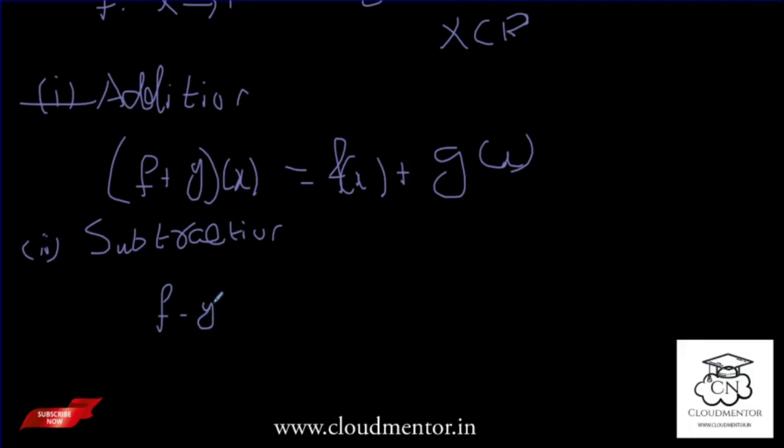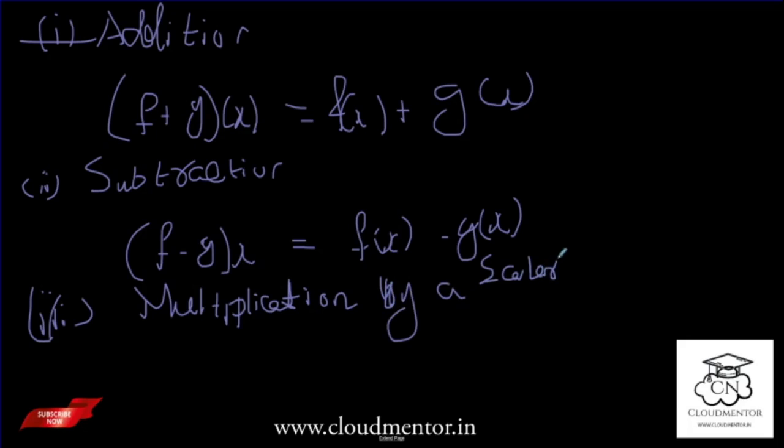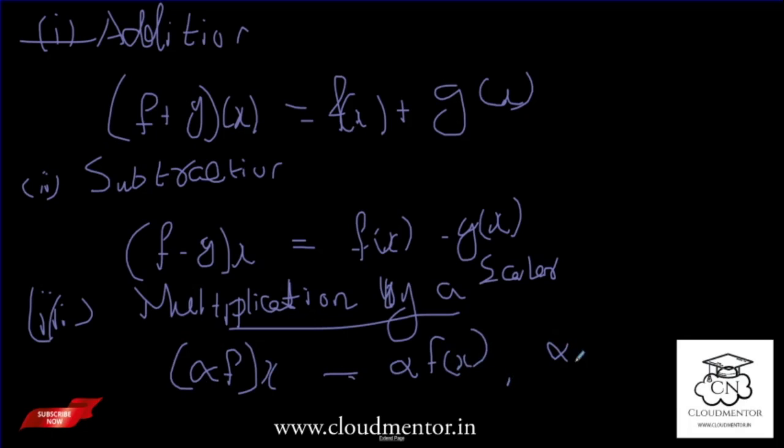that is f minus g of x will be equal to f of x minus g of x. And next is multiplication by a scalar. If alpha is the scalar here, alpha f of x equals alpha times f of x, where alpha and x are elements of R.